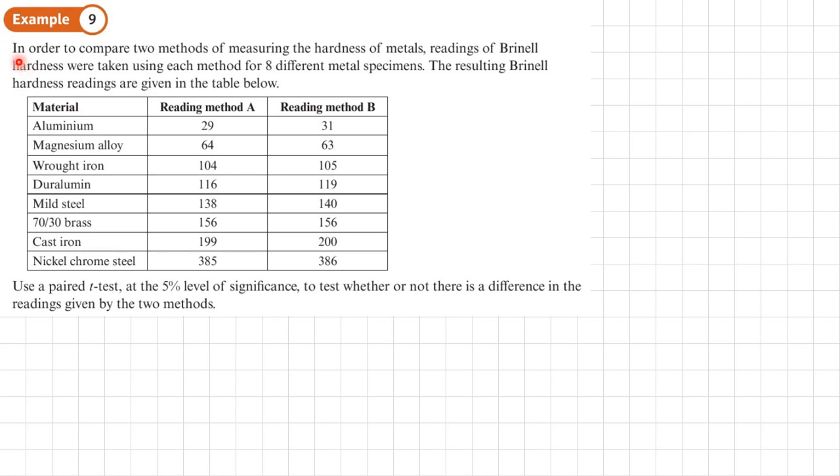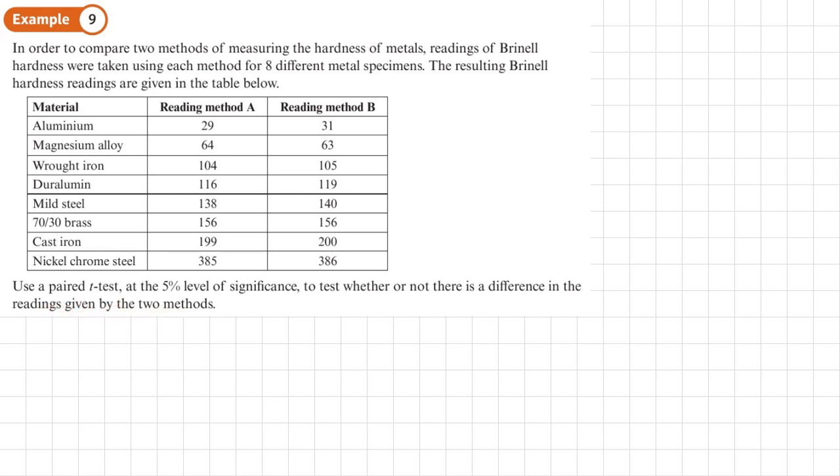Example 9. In order to compare two methods of measuring the hardness of metals, readings of Brinell hardness were taken using each method for 8 different metal specimens. The resulting Brinell, I'm not sure if that's how you pronounce it, hardness readings are given in the table below. So here they are, reading A and B for all of these different metals here. Use a paired t-test at the 5% level of significance to test whether or not there is a difference in the readings given by the two methods.